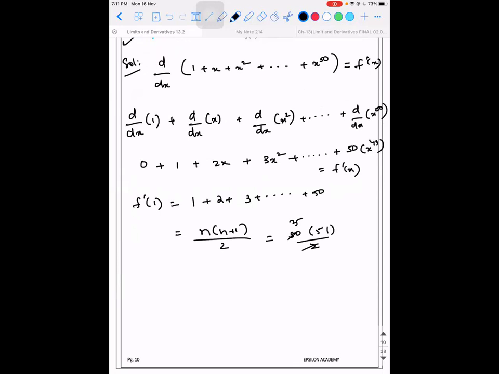Did you understand what I used? What formula I used? I used arithmetic progressions. So it is n by 2 into first term plus last term.